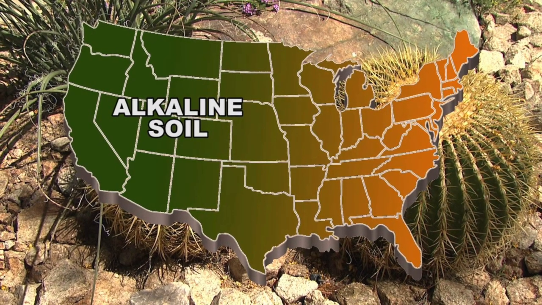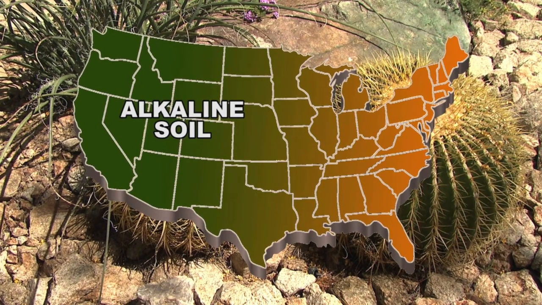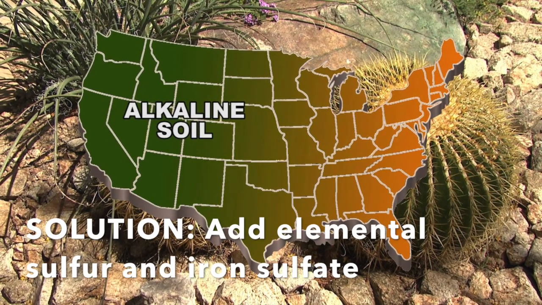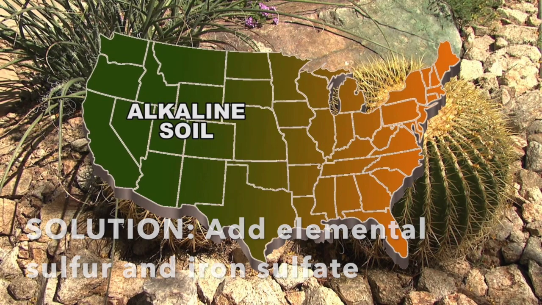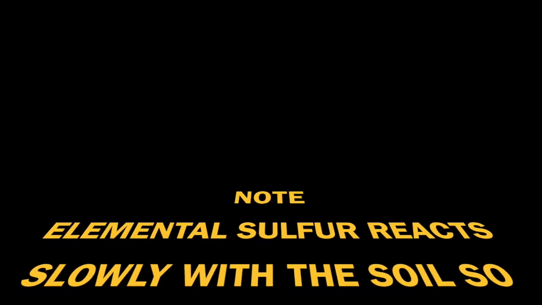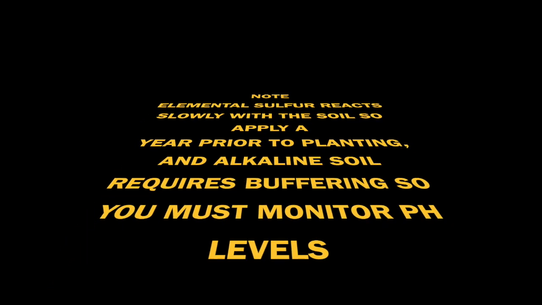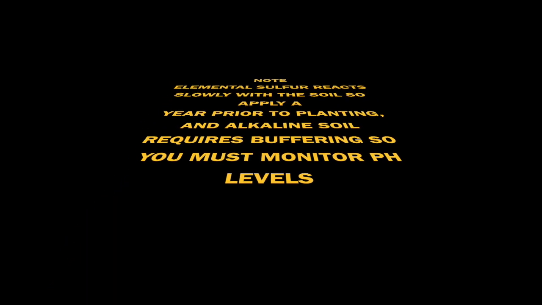Another soil problem would be if your soil is alkaline. Soils that are alkaline are common in clay soils, arid, and semi-arid climates. The way to balance this would be to add elemental sulfur and iron sulfate at rates dependent on your soil type. However, one thing to note is that elemental sulfur reacts slowly with the soil, so apply it a year before planting. Alkaline soils also require continual buffering, so you must monitor soil pH each year and apply necessary amendment.